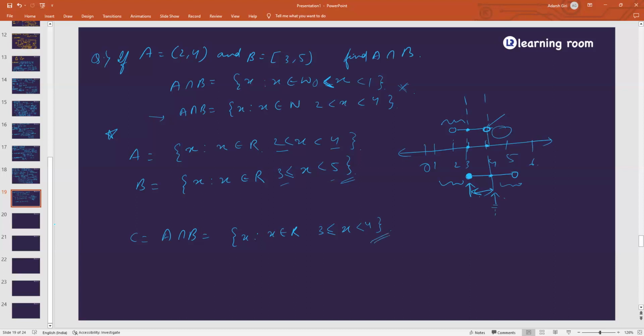Shall I give you one more question like this? Yes, sir. Okay. So you tell me, A is a set of X where X belongs to real numbers and 4 is less than or equal to X less than or equal to 5, where B is X such that X belongs to real numbers, 7 less than X less than or equal to 10. Now tell me, whoever answers it, I'll give him or her a chocolate.